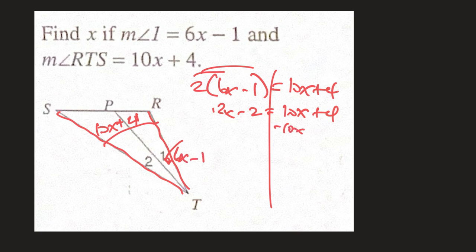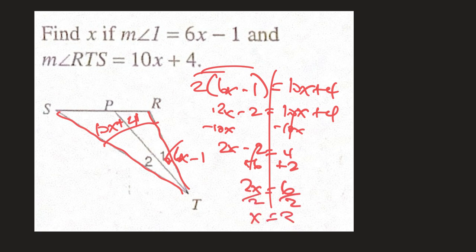I'm going to take 10x to the left. I'm going to subtract it. So 2x minus 2 equals 4. Add 2. 2x equals 6. So x will be? What's x going to be? Three. And what do they want us to find? They want us to find x. We found x. If they want angle measures, plug it in and go find them.